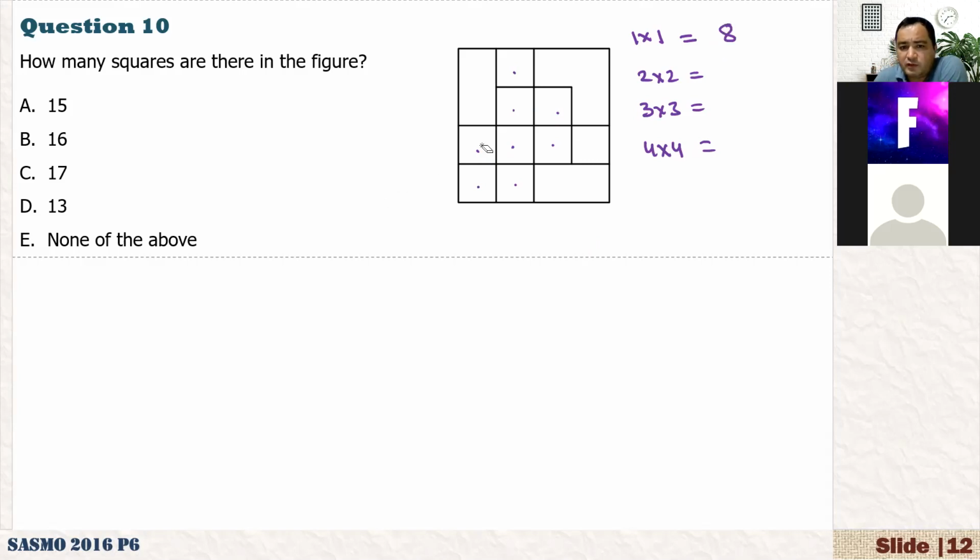And how about 2 by 2 squares? 2 by 2 square number one is this one, right? And this one is 2. And this one is 3. And this one is 4. And this one is 5. Can you see that? 2 by 2 squares. So here we have 5 2 by 2 squares.